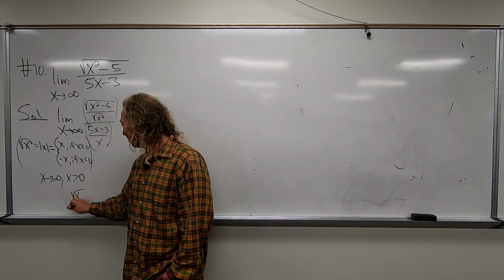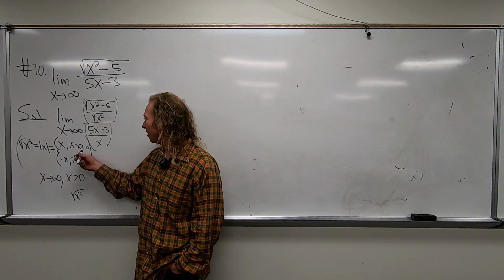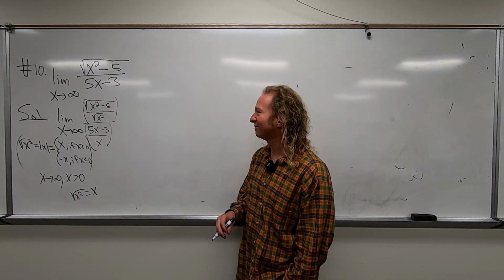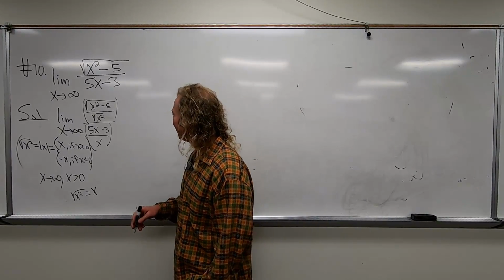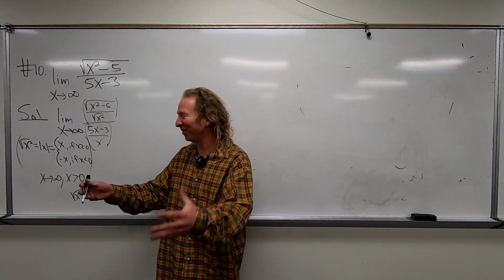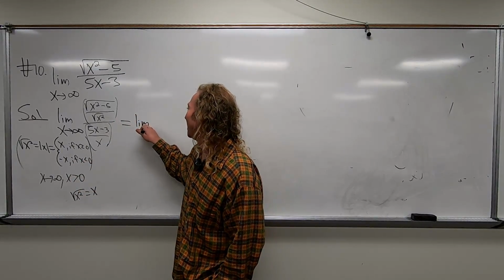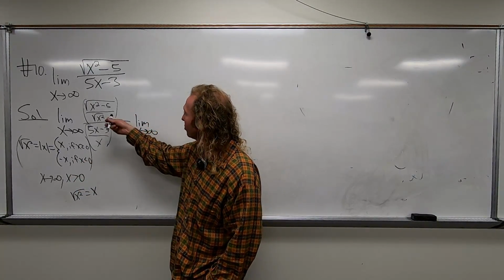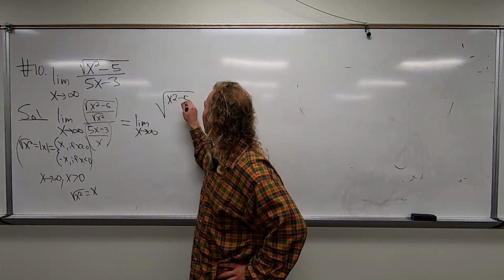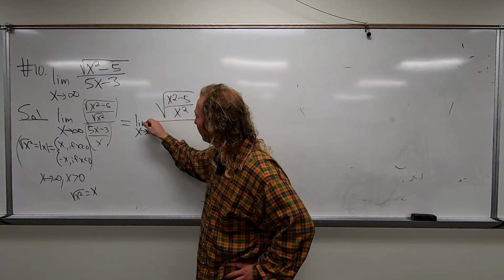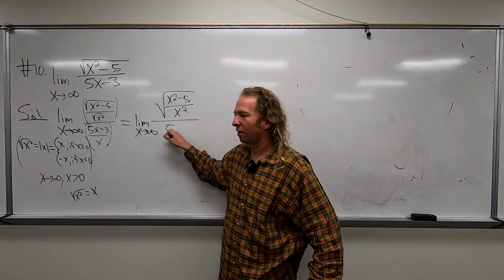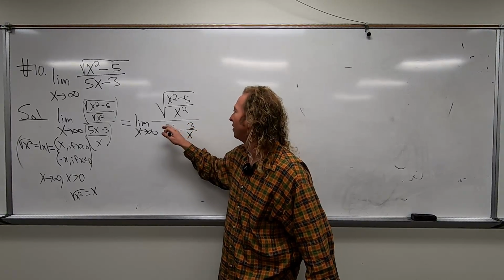So then the square root of x squared, well, x is positive, so we use x. So does that make sense? Any questions on that part? Okay, all right. So this is equal to the limit as x goes to infinity. Now you can combine these. This will be the square root of x squared minus 5 over x squared, over, and then here you can just do 5 minus 3 over x.